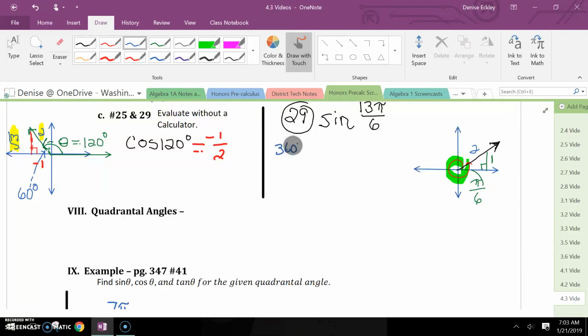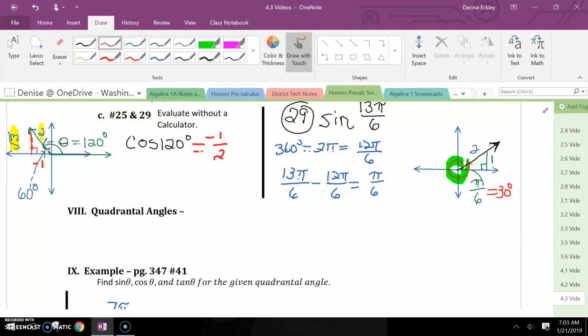360 degrees is, of course, 2 pi, which in sixths would be 12 pi over 6. So if I take my 13 pi over 6 and subtract off that one trip around the circle, what I find is that I'm left with a pi over 6 angle. And pi over 6 in degrees is 30 degrees.